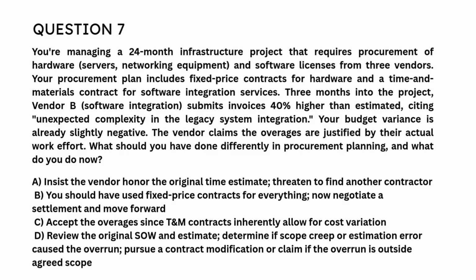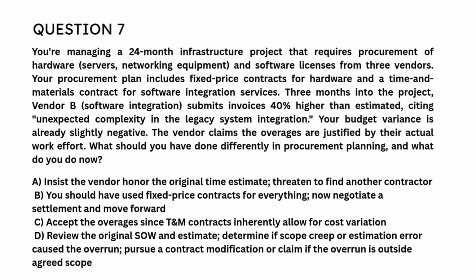Question 7. You're managing a 24-month infrastructure project that requires procurement of hardware, servers, networking equipment, and software licenses from 3 vendors. Your procurement plan includes fixed-price contracts for hardware and a time and materials contract for software integration services. 3 months into the project, Vendor B, Software Integration, submits invoices 40% higher than estimated, citing unexpected complexity in the legacy system integration. Your budget variance is already slightly negative. The vendor claims the overages are justified by their actual work effort. What should you have done differently in procurement planning, and what do you do now?